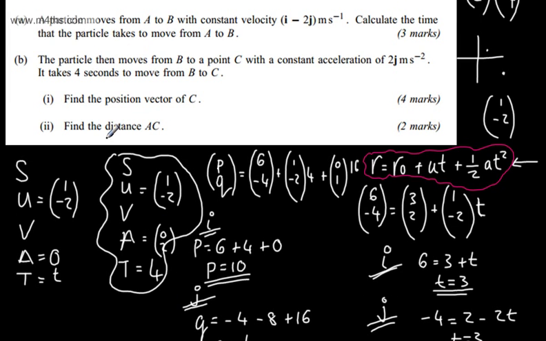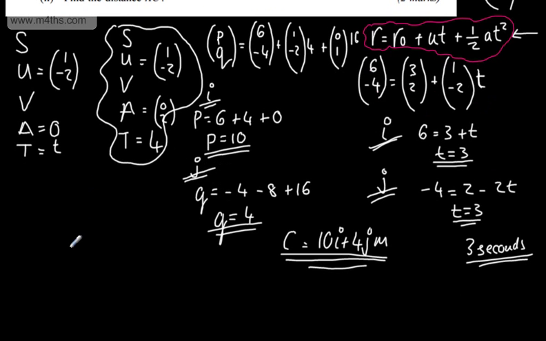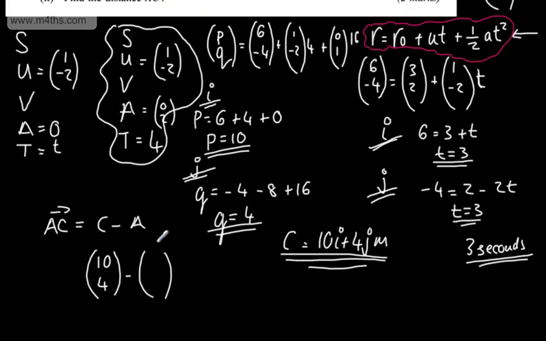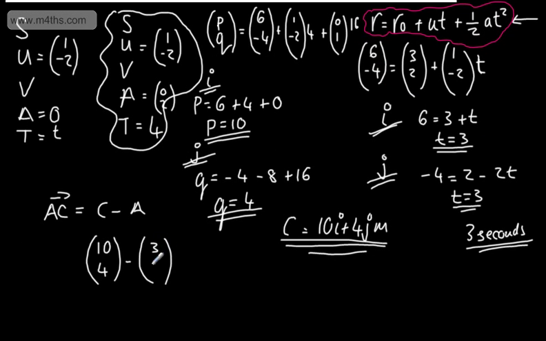Okay, we now need to find the distance AC. So if we think about the vector AC, AC is going to be equal to C minus A. We've got C in column form as (10, 4). We're going to subtract from that A, which is (3, 2). So that gives me that the vector AC is going to be (7, 2).